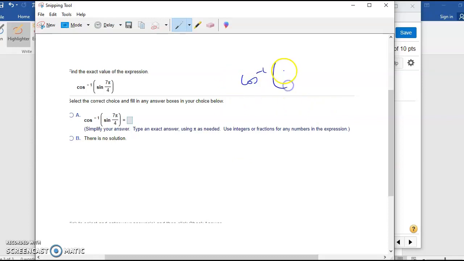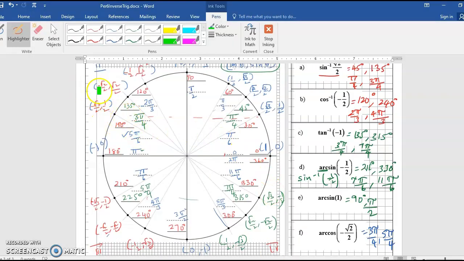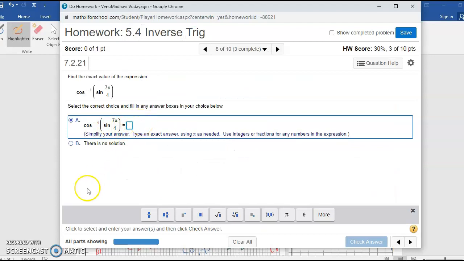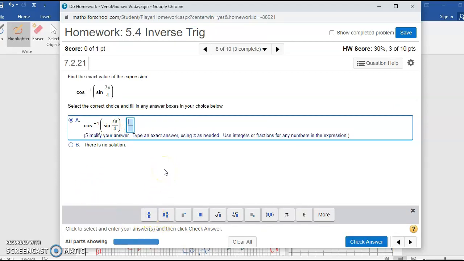So we are finding cosine inverse of negative root 2 over 2. But remember, when it comes to cosine, you're only looking at the first and second quadrants in the inverse cosine. So where is negative root 2 over 2 on the unit circle, in the second quadrant? In the second quadrant, it is negative here at 3 pi over 4. So you would write your answer as 3 pi over 4. Okay, so let's enter that. It would be 3 pi over 4.